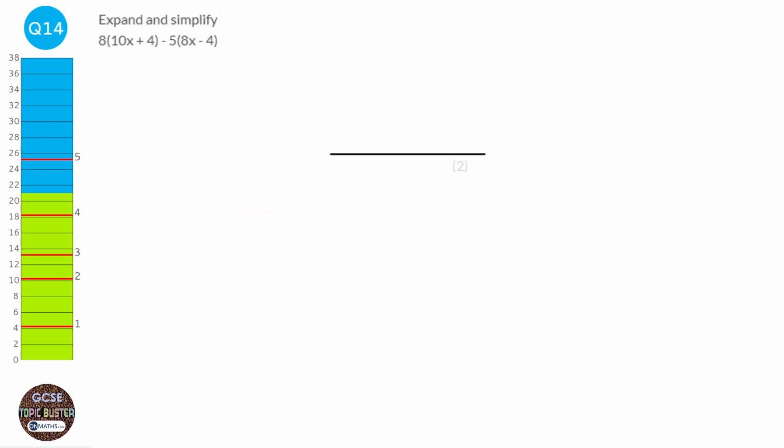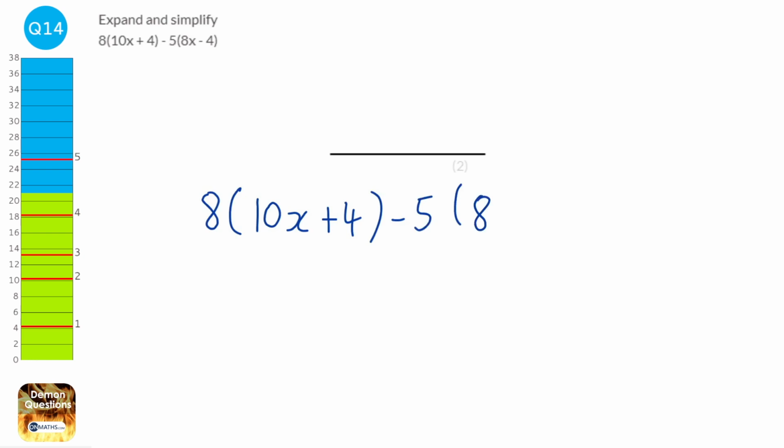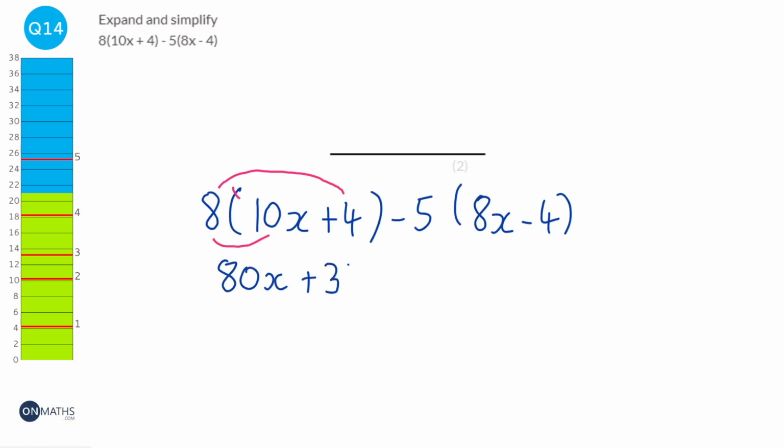I'm just going to write the question out so we've got a little bit bigger writing to play with here. And it doesn't actually matter which method you expand these brackets with. I'm going to use Smiles and Rainbows. So we multiply the 8 by the 10x, which will make 80x, and multiply the 8 by the 4, which will make 32. Now here we've got a minus 5 on the outside.